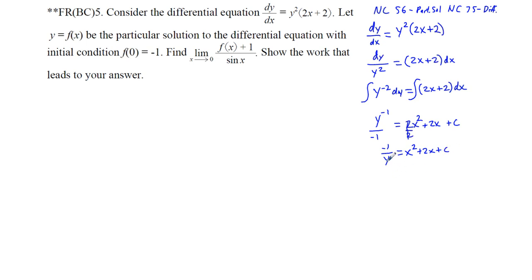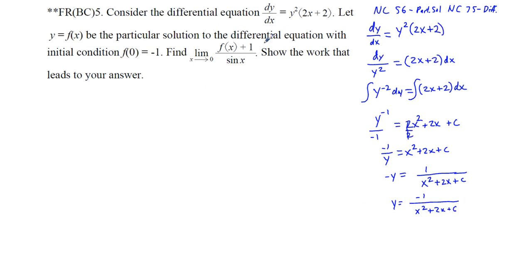And then we can flip this upside down, and we're going to get negative y is equal to 1 over x squared plus 2x plus c. And then finally, we're going to just solve for y by switching the negative signs. So we're going to have y is equal to negative 1 over x squared plus 2x plus c.